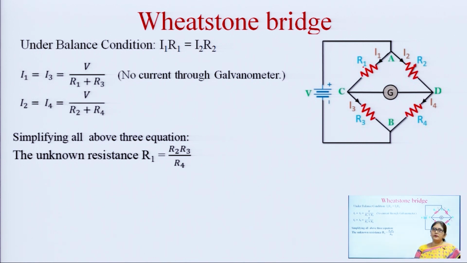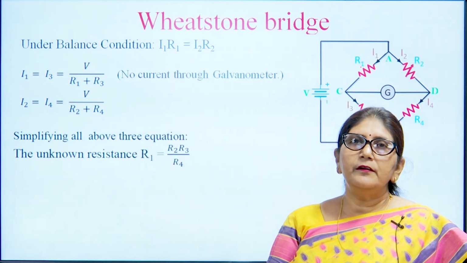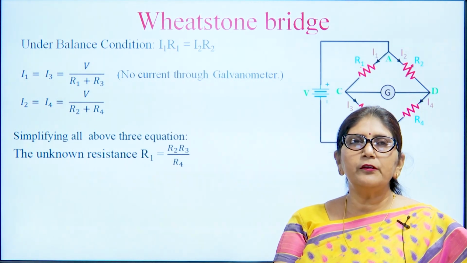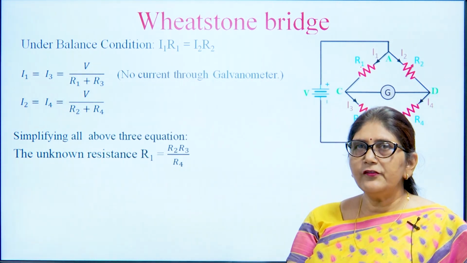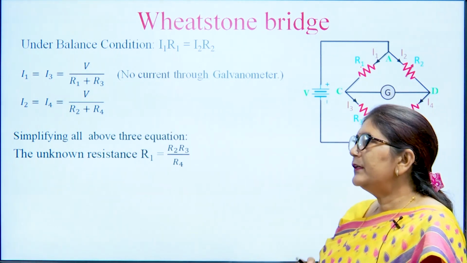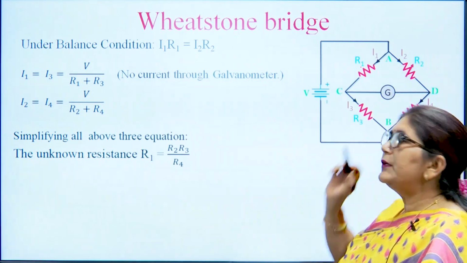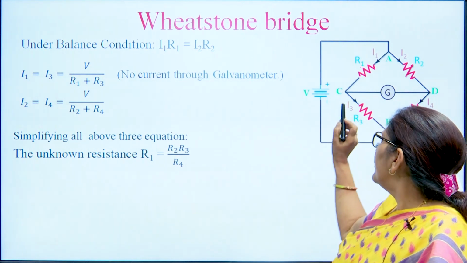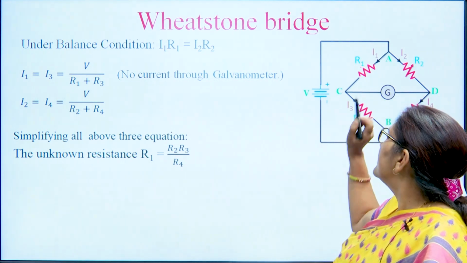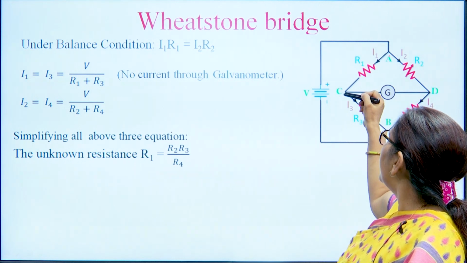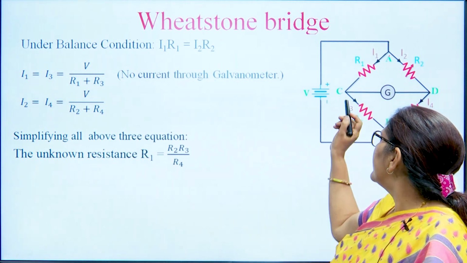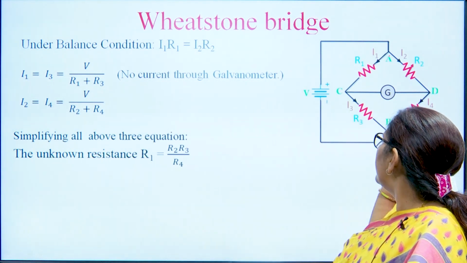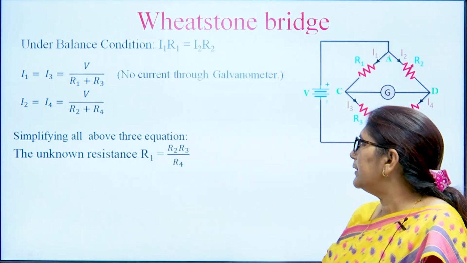Wheatstone bridge I have already discussed in the last lecture, where this bridge is used for measuring medium resistance. We know that under the balance condition there is no current through the galvanometer, which means the voltage at C and D points is the same. When the voltage at C and D is the same, the voltage drop across A and C is equivalent to the voltage drop across A and D. Similarly, the voltage drop across C and B is equivalent to the voltage drop across D and B.